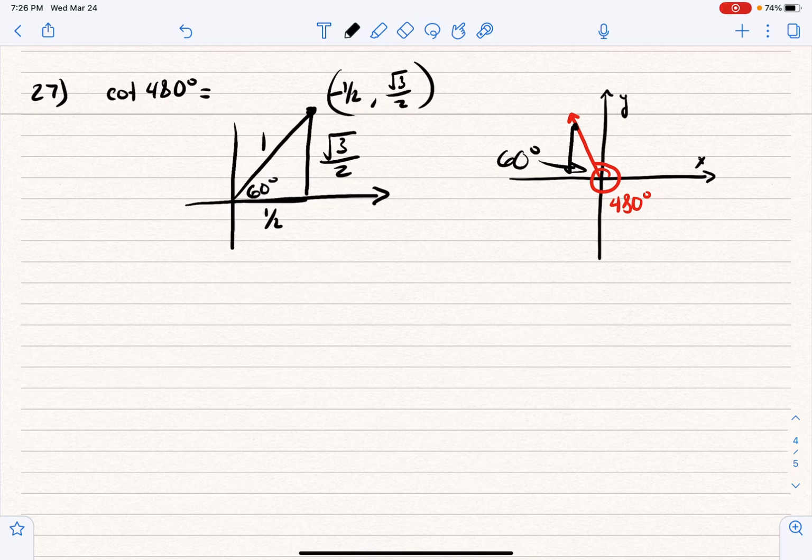Now cotangent is x over y. So the cotangent of 480 degrees is x, negative 1/2, over y, square root of 3 over 2. The 2's cancel out, and you get negative 1 over square root of 3.